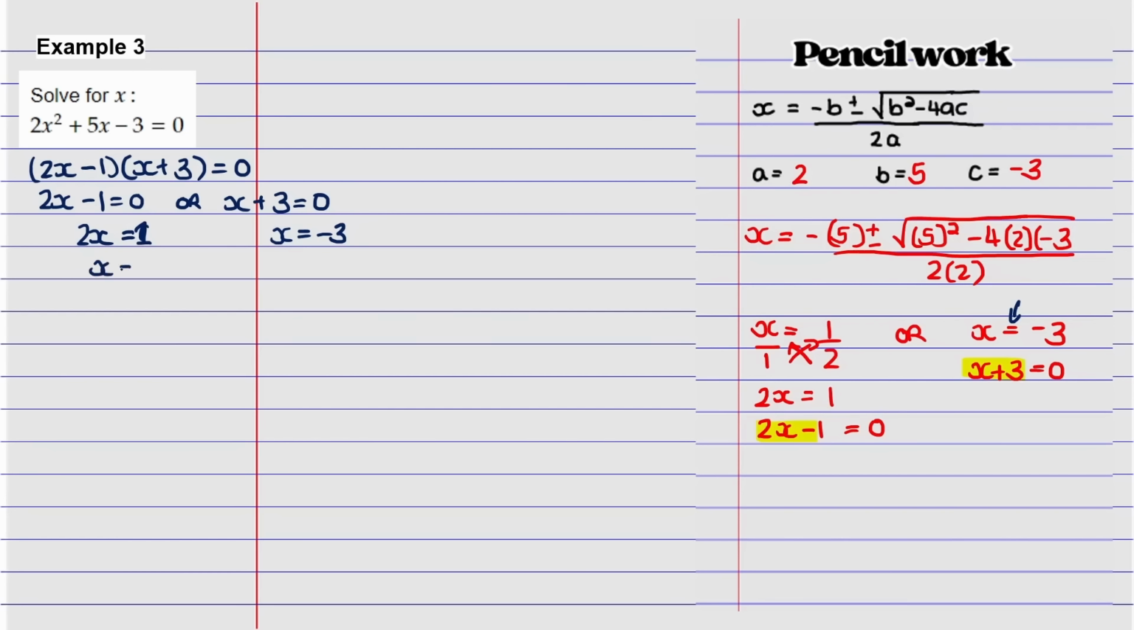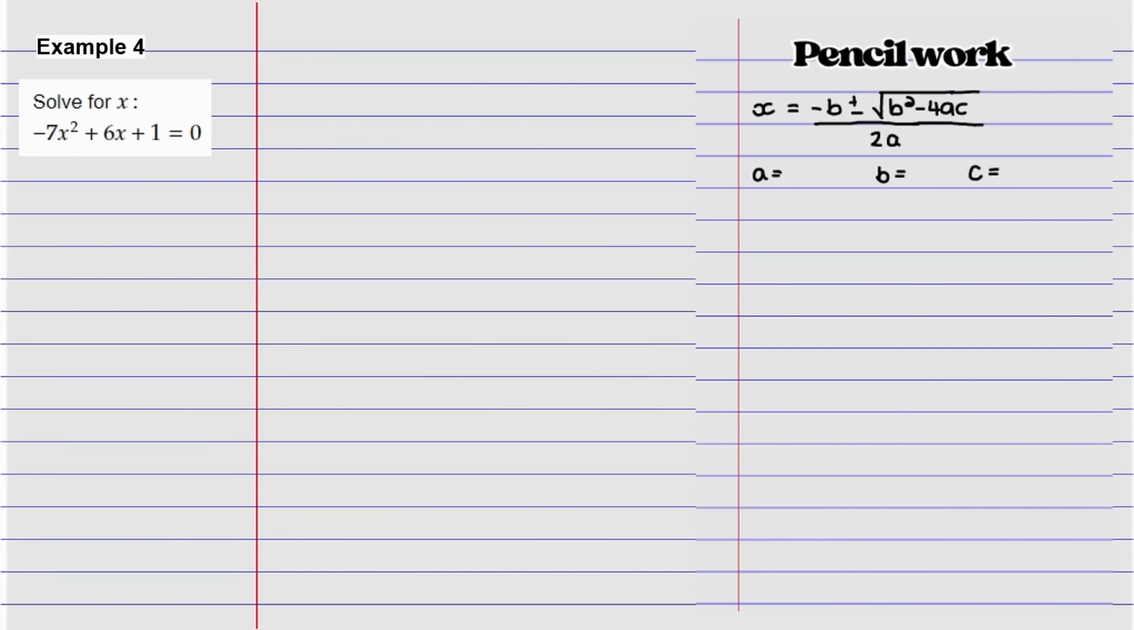So it's going to be x equals 1 over 2, which is exactly this one. So that's how you would solve this equation. Now let's do example 4. It's the same as example 3, but now it's negative, right?